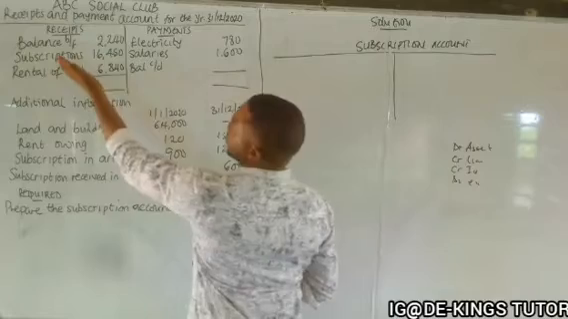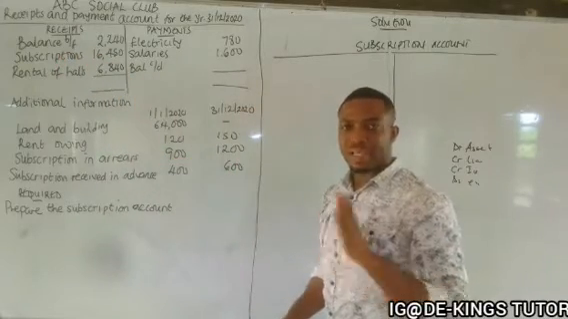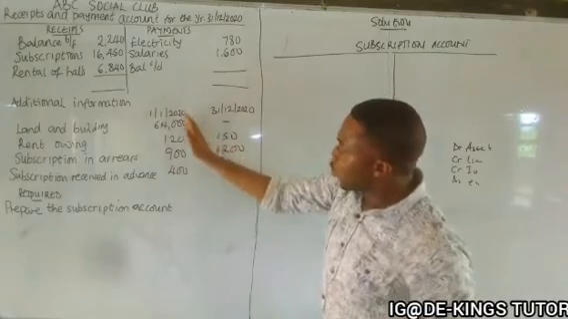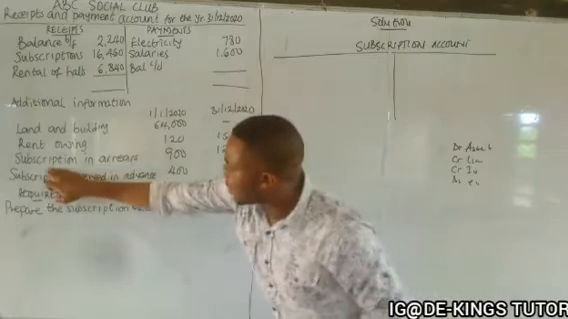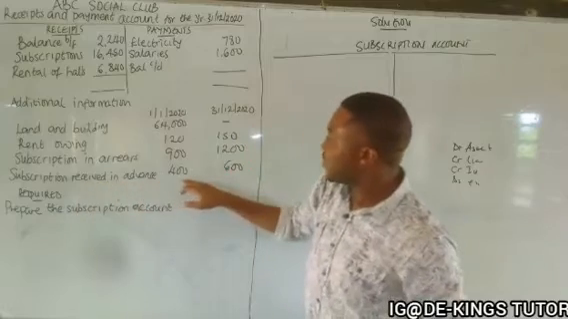And we also have subscription here. So we have two dates. How do we prepare this? Don't panic. The first thing you have to do, post the one at the beginning as the balance brought forward. Now, since we have subscription in arrears 900 and subscription received in advance 400.